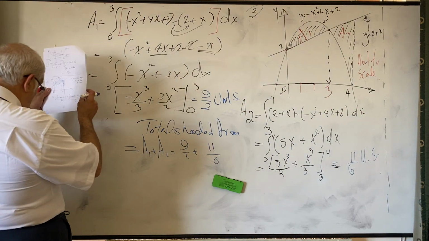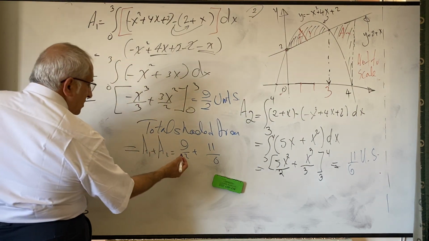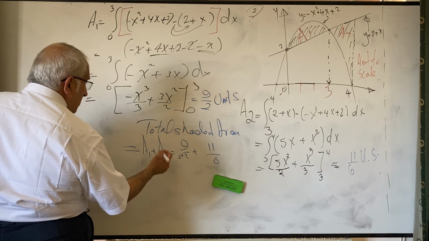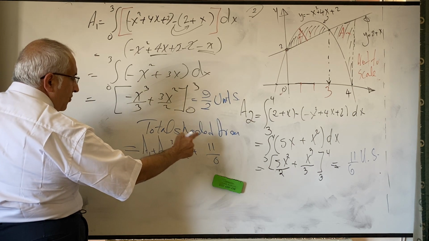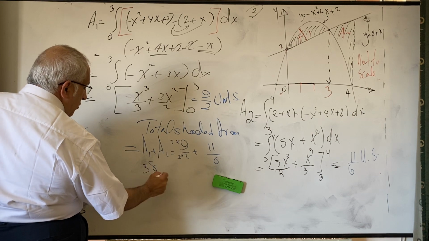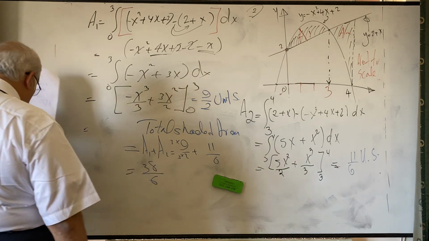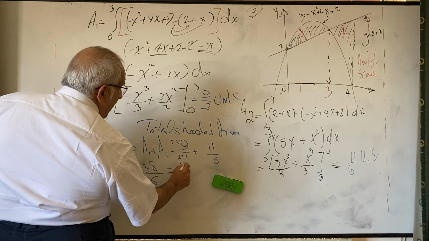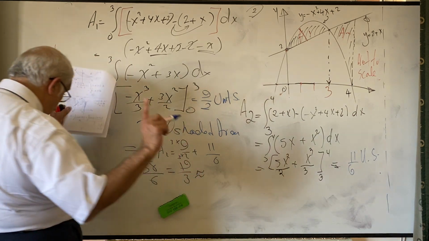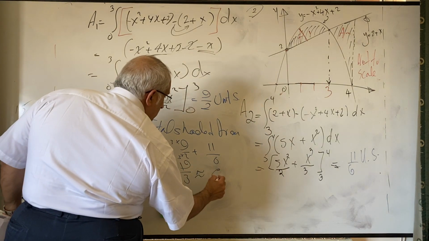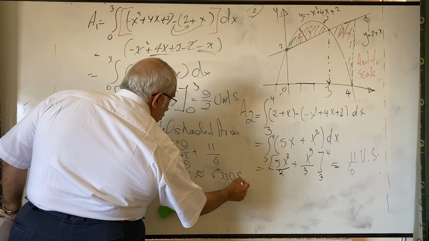Let's do it again. This is times 3. This is times 3. 27 plus 11, 38 over 6. Oh, over 2, 19 over 3. You may round it if you wish, not necessary. 6.33 unit squared.